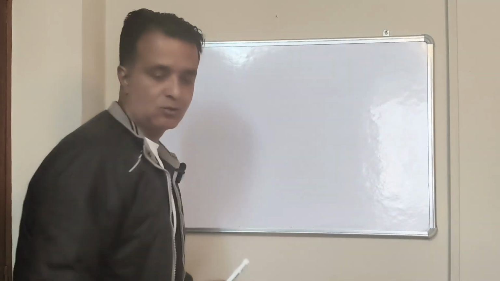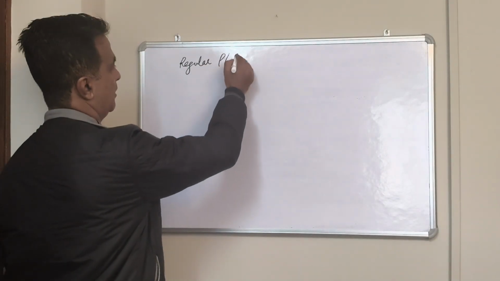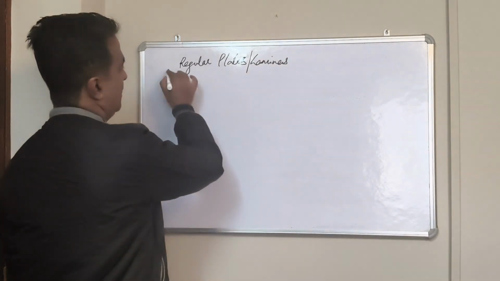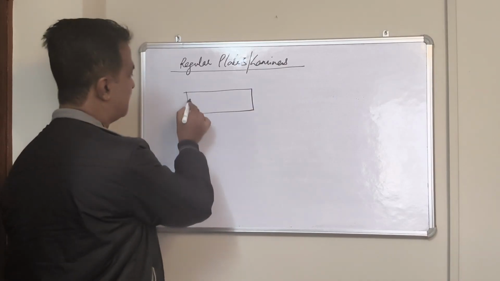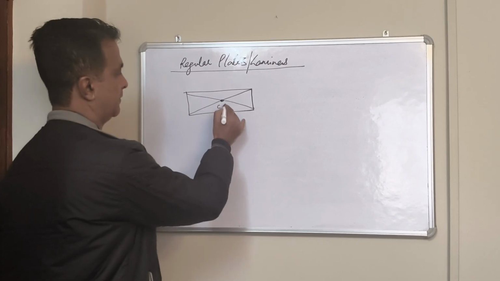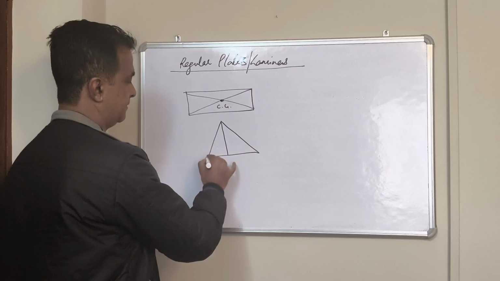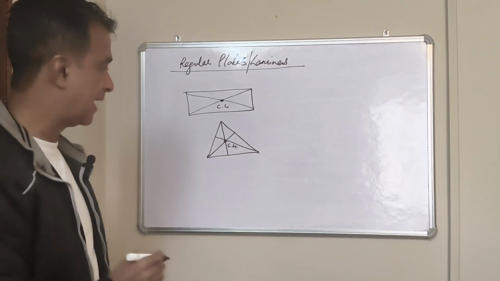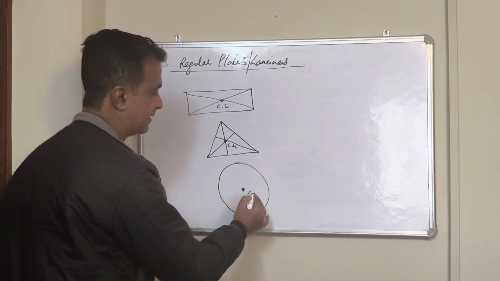For regular plates or laminas, the center of gravity is not a problem. If it is a rectangular lamina, the center of gravity will be where the diagonals intersect. So here you have your center of gravity. If it's a triangular lamina, it is where the medians intersect. If it is a circular lamina, the center of gravity will be in the geometrical center.